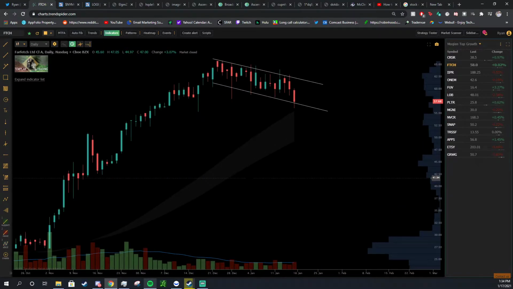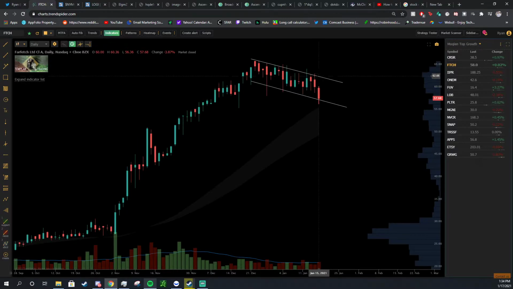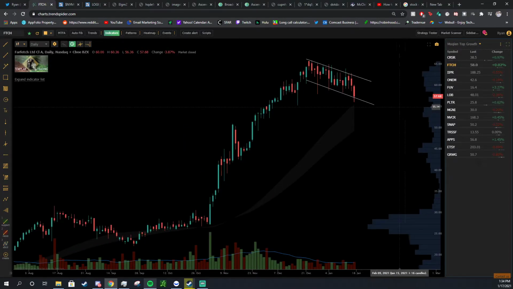This one's incredibly interesting to me now because we've once again approached that 50 MA, the thing that I look for in my long holds. So if we can get a bounce off this 50 MA or even the 65 and then go back up and break our resistance, I think we can catch another good bull run on this going into the end of 2021.